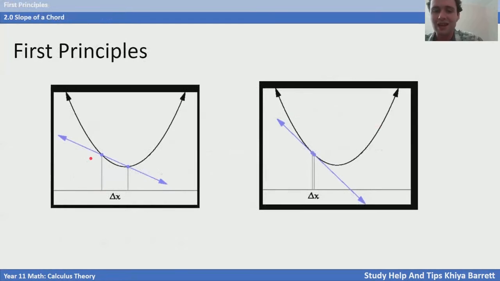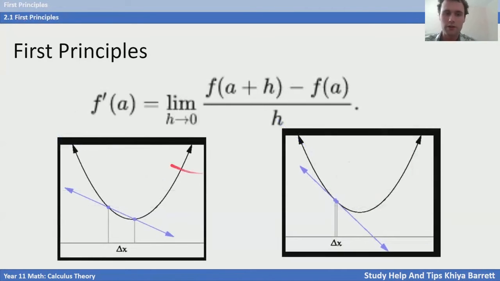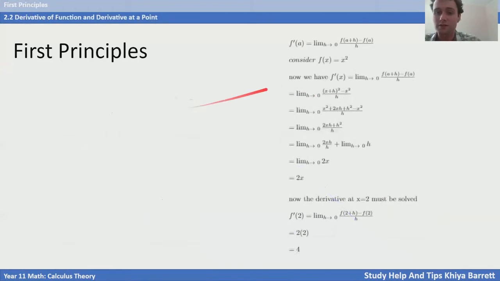So as you can see, we are approximating the gradient of the curve as this distance approaches 0, but is not 0 because that would be impossible. So it's the gradient as the distance between these points approaches 0. There we go. This is the equation. So f'(a) equals the limit as h approaches 0 of (f(a plus h) take f(a)) over h. That is how we define the derivative.